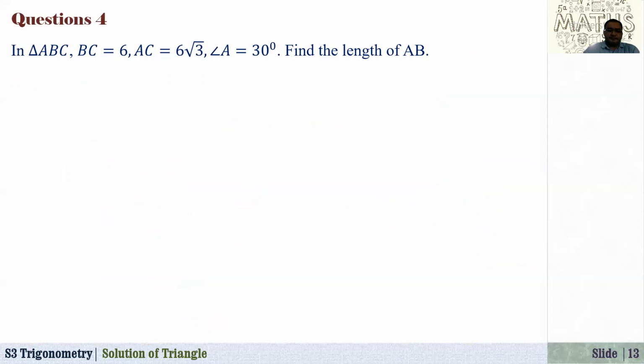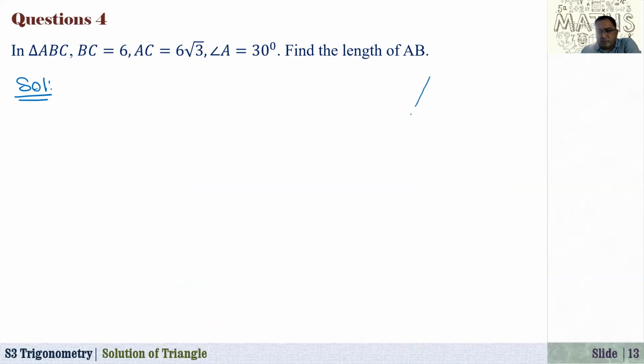Question 4. Solution. In triangle ABC, BC equals 6, AC equals 6 times square root of 3, angle A is 30. Find the length of AB.